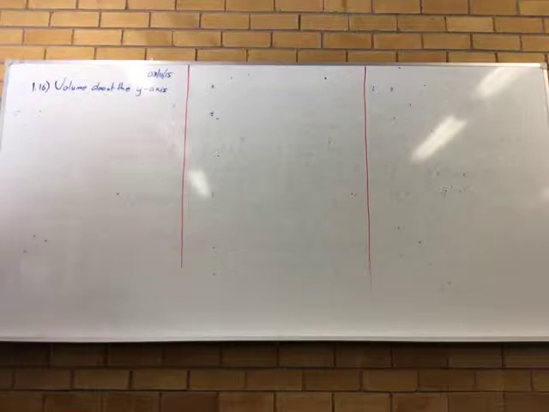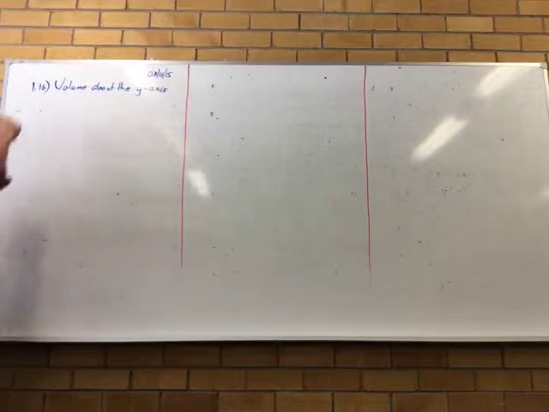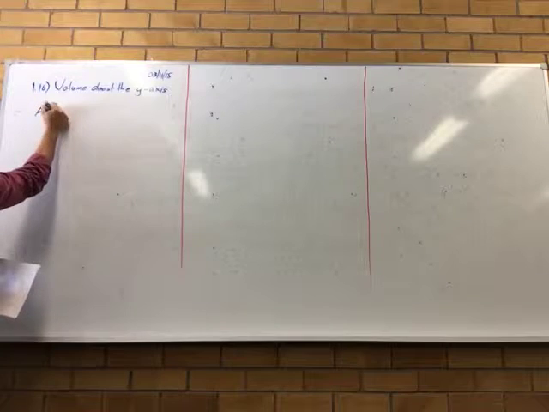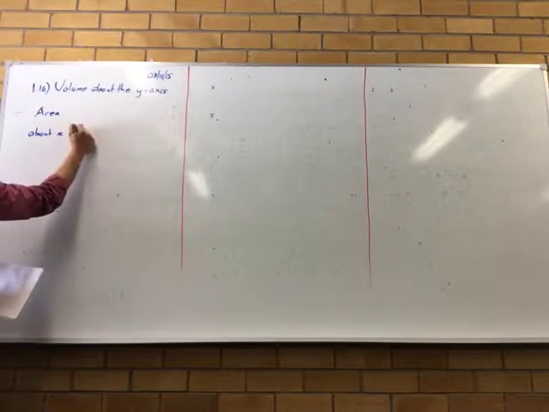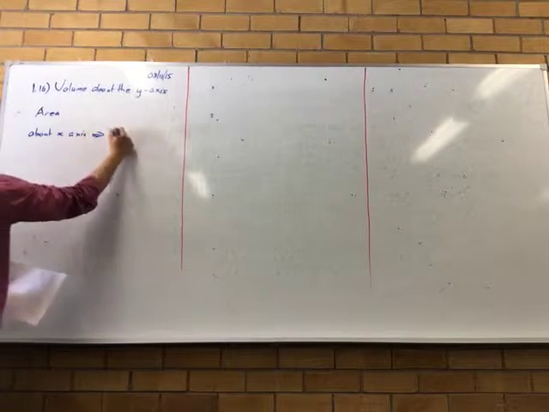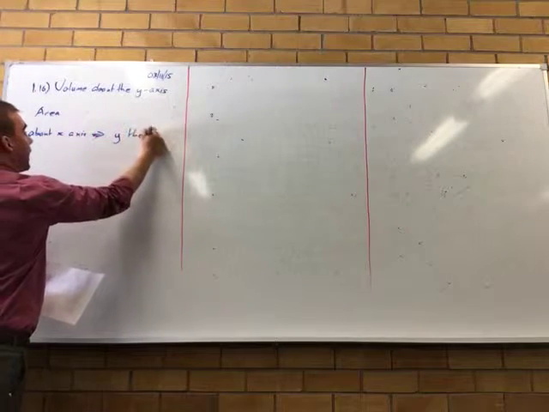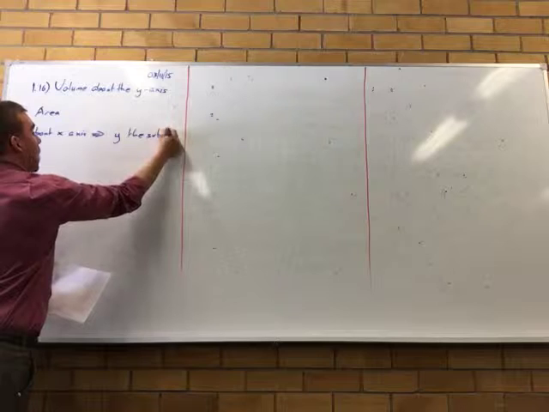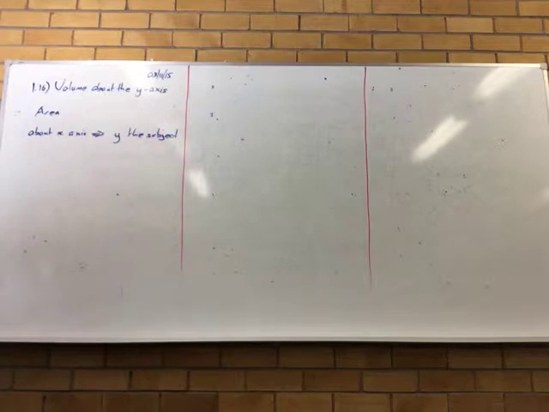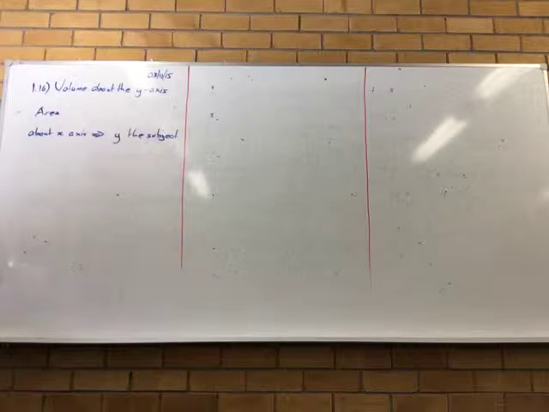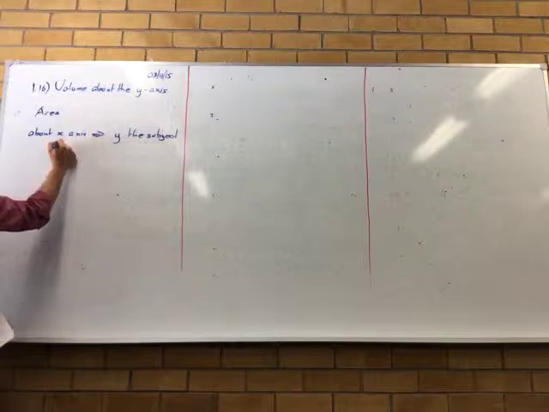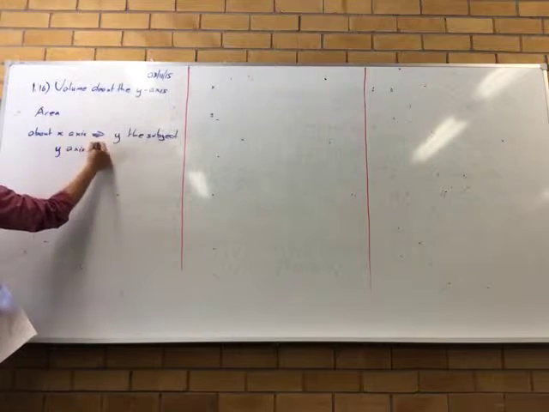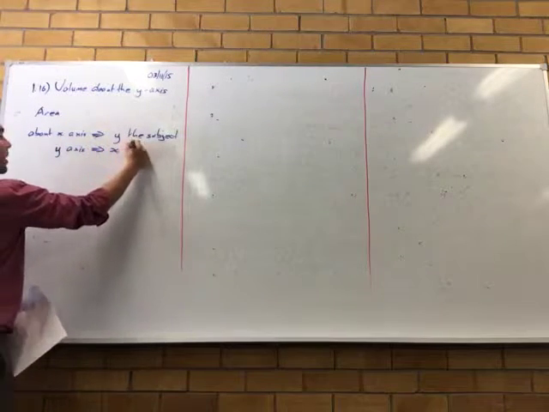The last thing we need to cover is the volume about the y-axis. Alright, let's do a quick recap. Area. Okay, so we have area about x-axis. We need y the subject. With whatever the axis of bound or rotation, you need the opposite letter, the subject. For area, if we're about the y-axis, we need x, the subject.